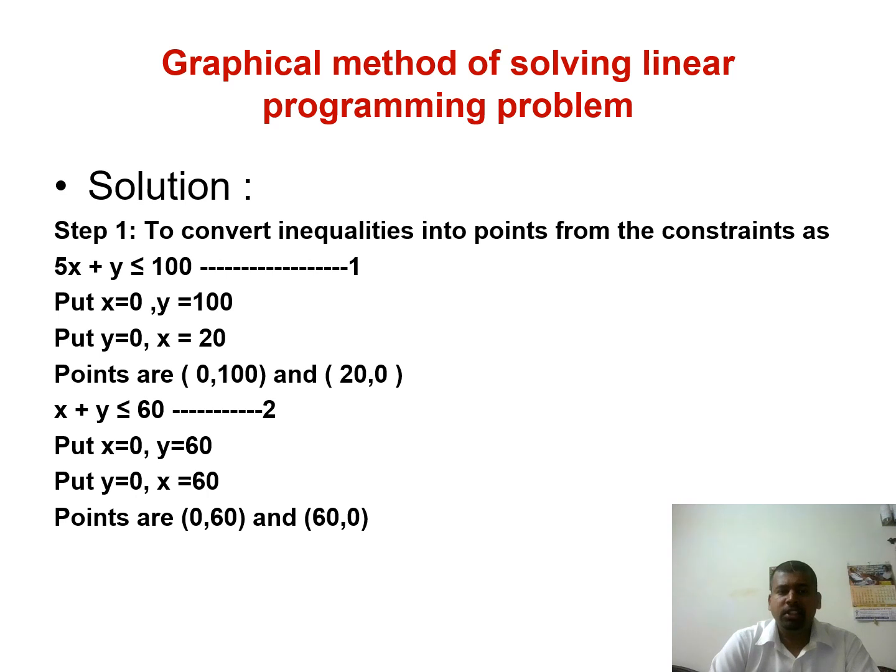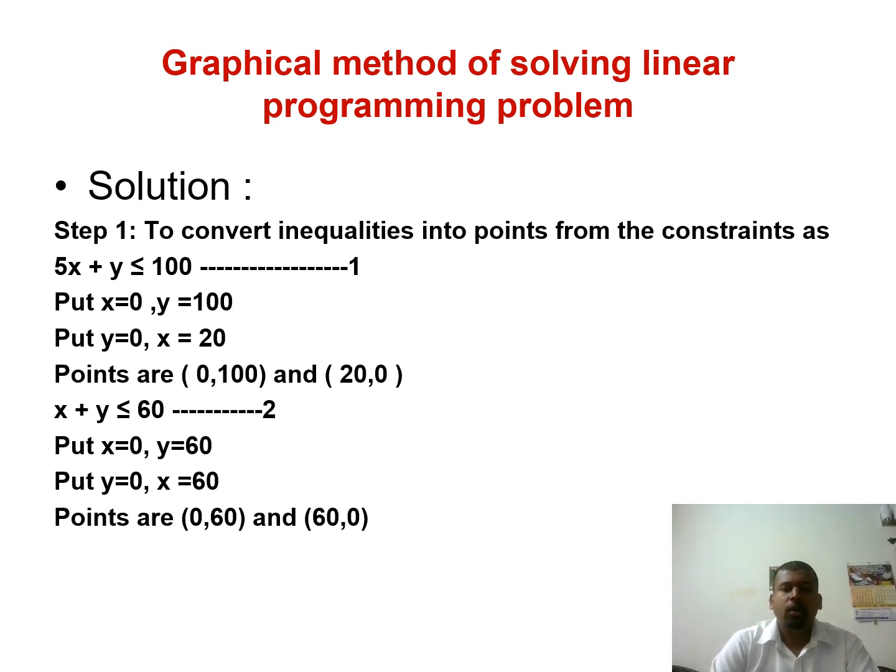I take the first equation, 5x + y ≤ 100, as equation number 1. I substitute x = 0 in equation 1, and automatically I get y = 100. Then I substitute y = 0, and automatically I get x = 20. The points for the first equation are (0, 100) and (20, 0).